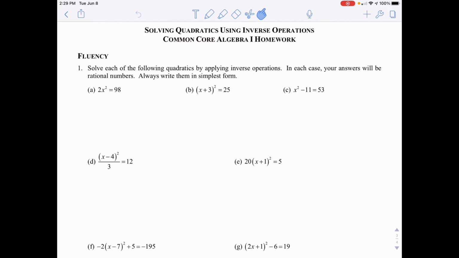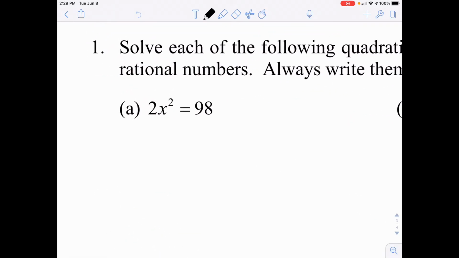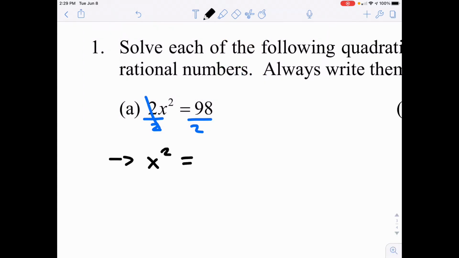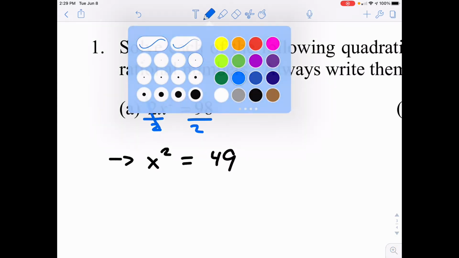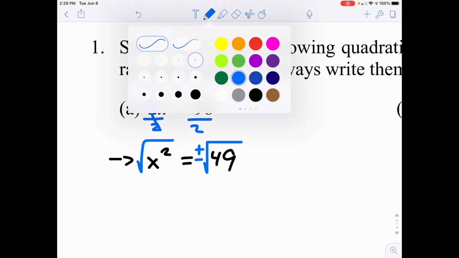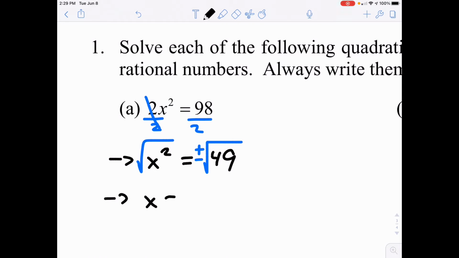In number 1, letter A, we have 2x squared equals 98. So to solve for x, we need to get rid of the 2 and the squared. We'll start by dividing both sides by 2. And when we do that, if you rewrite this, we get x squared equals 49. The opposite of a square, the inverse of a square, is the square root. So let's square root both sides. Remember, when you take the square root, you take the plus or minus root. And so we get x is equal to plus or minus 7.